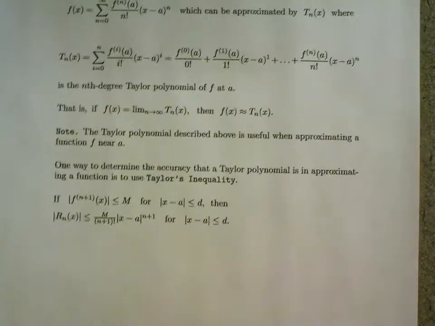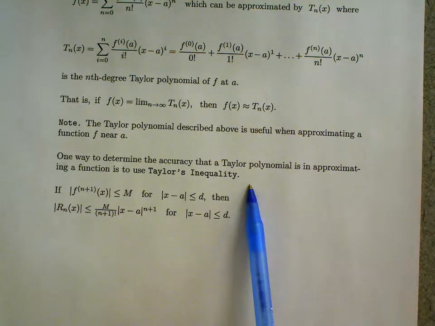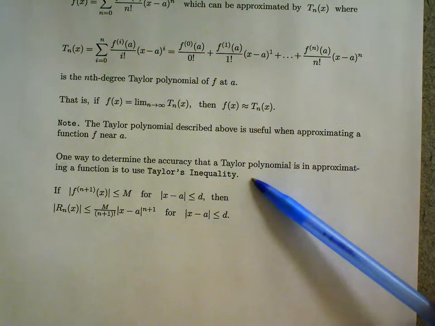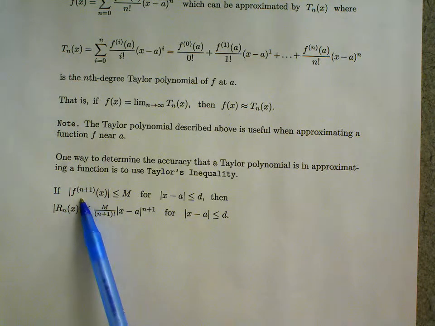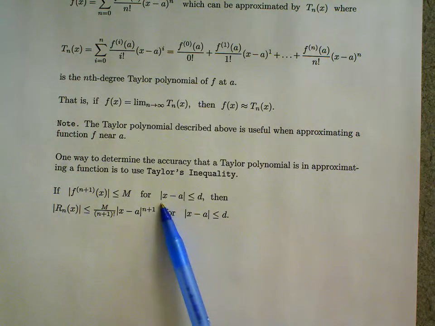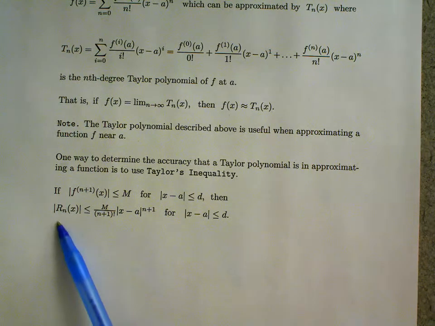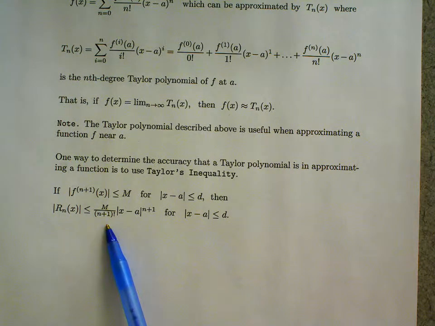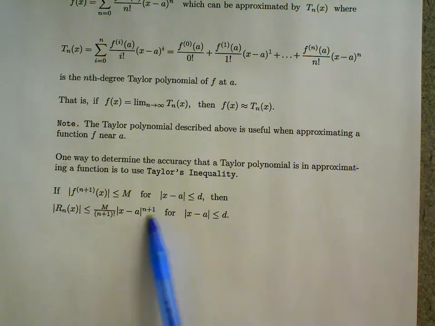And then another review of Taylor's inequality. One way to determine the accuracy of a Taylor polynomial in approximating a function is to use Taylor's inequality. If the absolute value of the n plus first derivative of f is less than or equal to M for values of x that satisfy this absolute value inequality, then the absolute value of the remainder R sub n of x is less than or equal to M divided by (n plus 1) factorial times the absolute value of x minus a to the n plus 1.